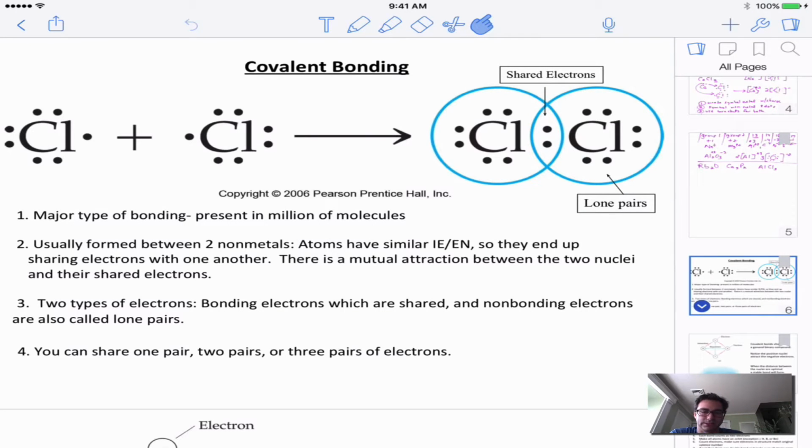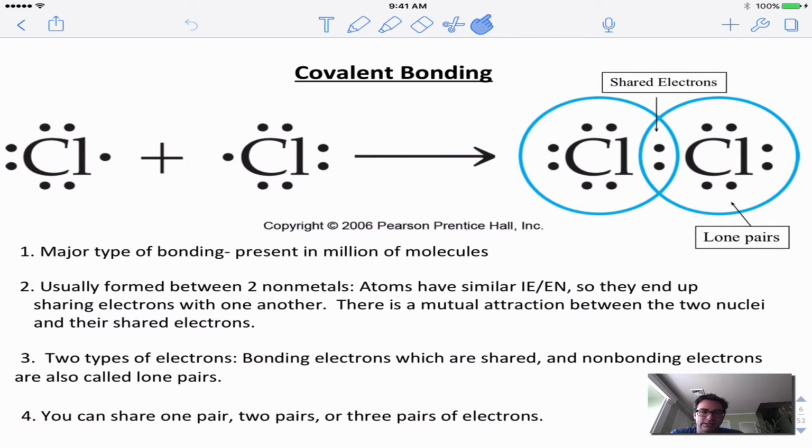Alright, welcome everybody. So today we're going to talk a little bit about covalent bonding. I'm going to try and teach you how to draw Lewis structures for covalent compounds. So before we get into Lewis structures though, let's talk a little bit about what a covalent bond is.